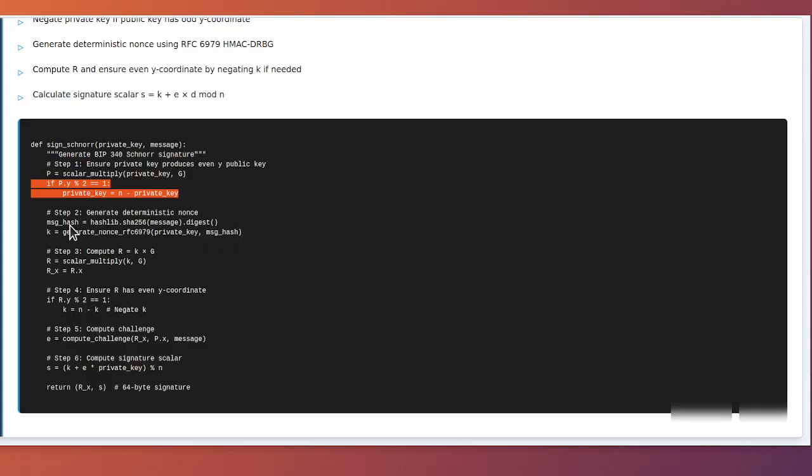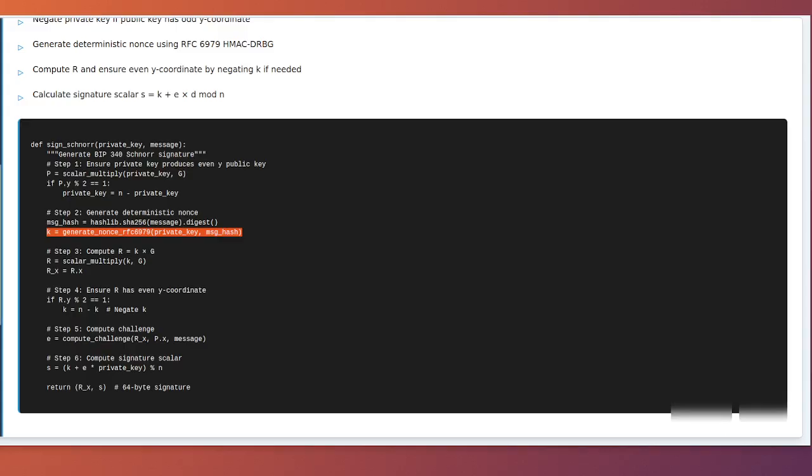Next, we generate the nonce k using RFC 6979 deterministic generation. We hash the message using SHA-256 to get a 32-byte message digest. Then we feed this along with the private key into our HMAC-DRBG-based nonce generation function. The deterministic nonce generation is crucial for security because it eliminates any dependence on a random number generator that might fail or be predictable. The nonce k must be in the range 1 to n-1, and our generation function ensures this by reducing modulo n and checking for 0.